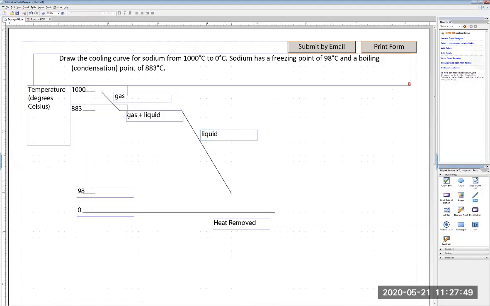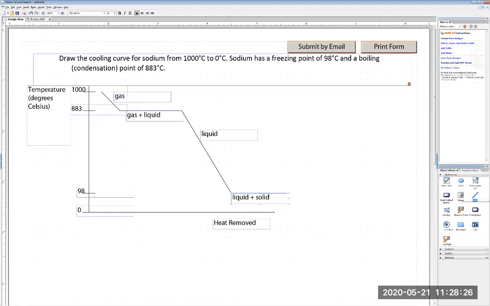And once you have reached the 98 degrees, which is your freezing point, let me make it large enough here. The temperature cannot change. And what happens during that time is that your liquid is changed into a solid. That's your freezing point, right? So the liquid is changed into a solid at the freezing point, right? And the temperature cannot decrease until you have changed all the liquid into a solid.